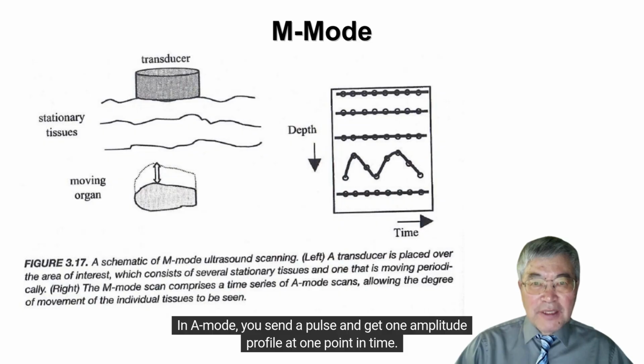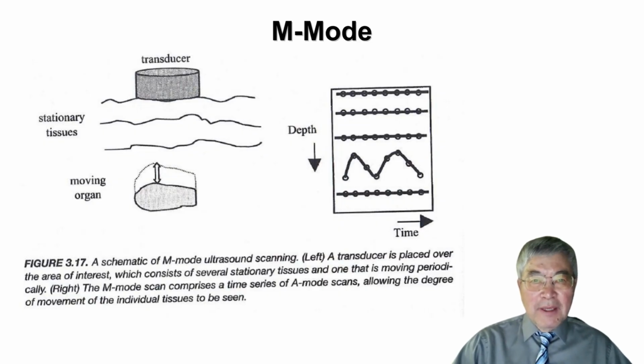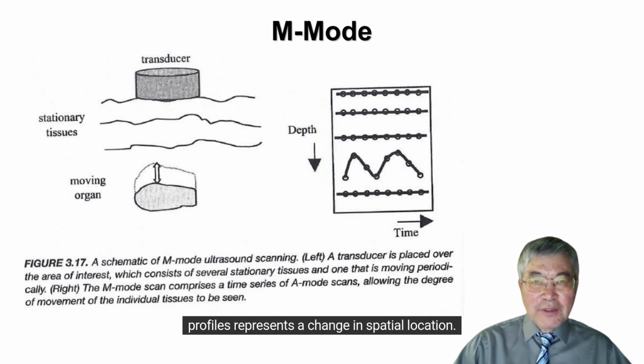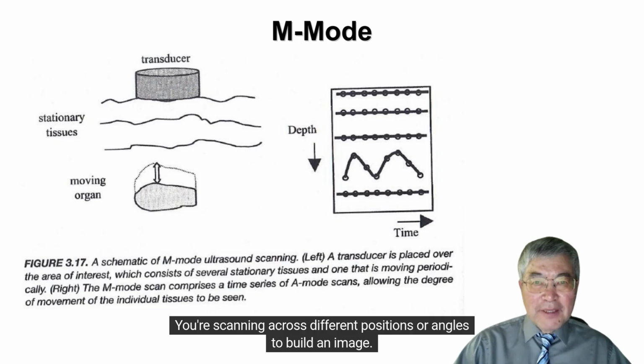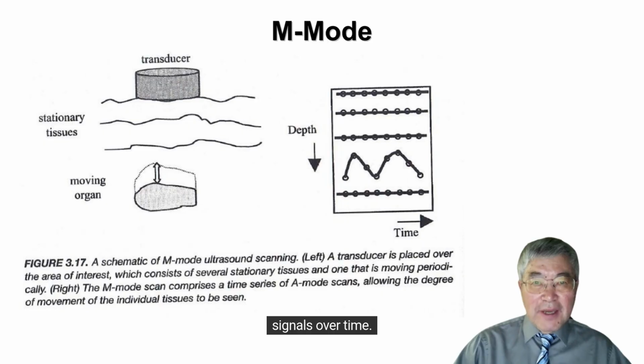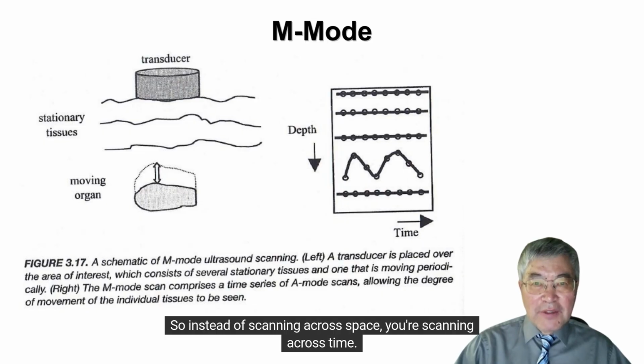In A mode, you send a pulse and get one amplitude profile at one point in time. In B mode, you scan across space, one A mode line after another. So the difference between two A mode profiles represents a change in spatial location. You're scanning across different positions or angles to build an image. In M mode, however, you stay at the same location, the same angle, and you repeatedly collect ultrasound signals over time. So instead of scanning across space, you're scanning across time.